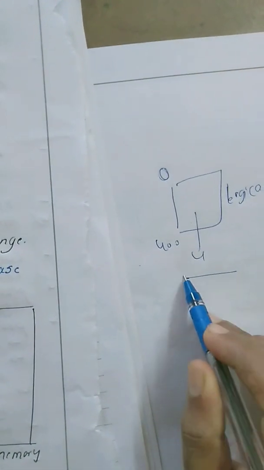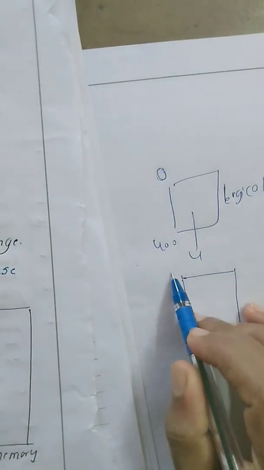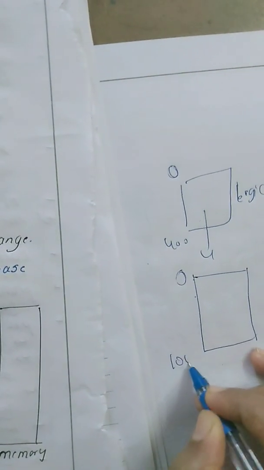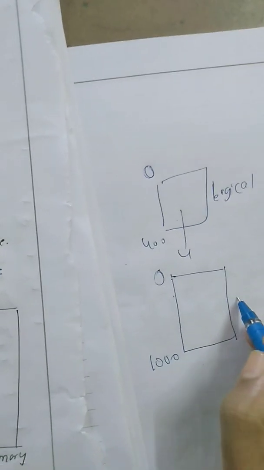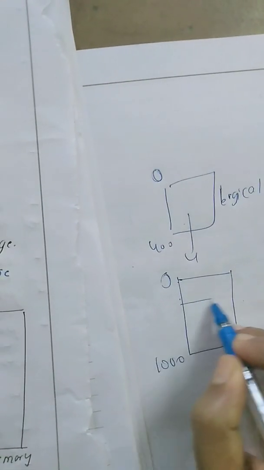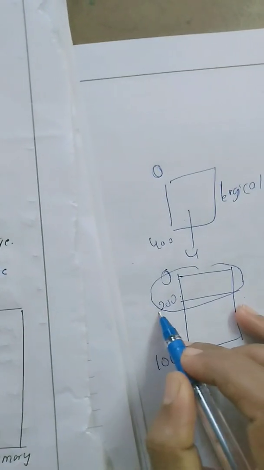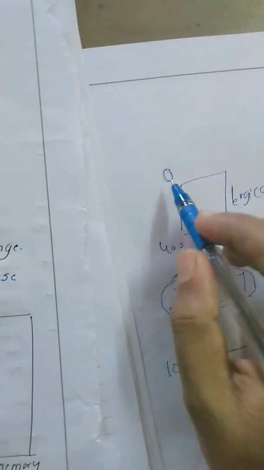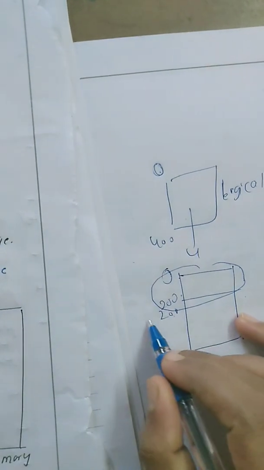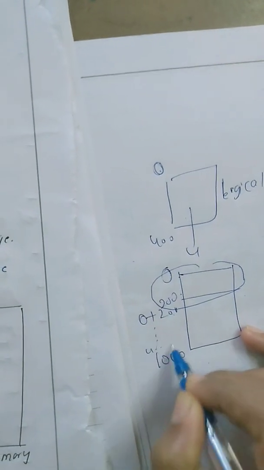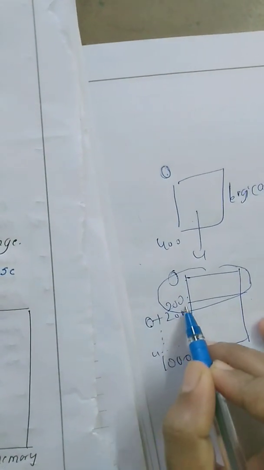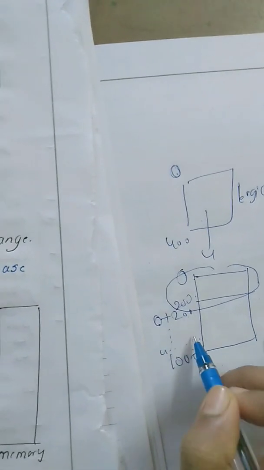Because during execution, assume the address is from 0 to 1000 and the main memory is already allocated up to 200 for some execution, so that part is filled now. So from address 201 it will begin. So this 0 to 400 begins at 0 here and goes up to 400 somewhere. So here we take base plus limit.